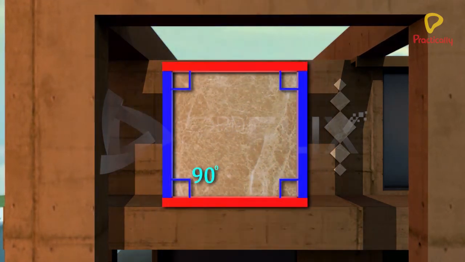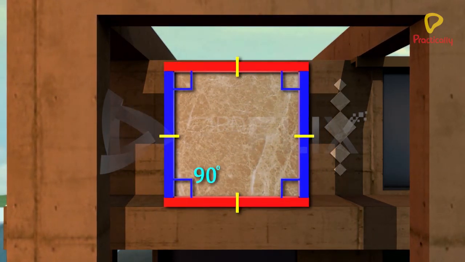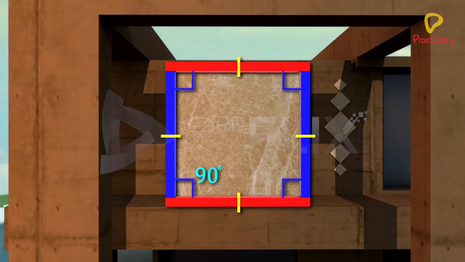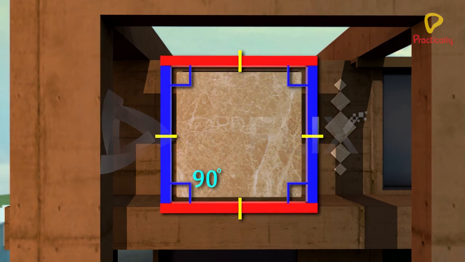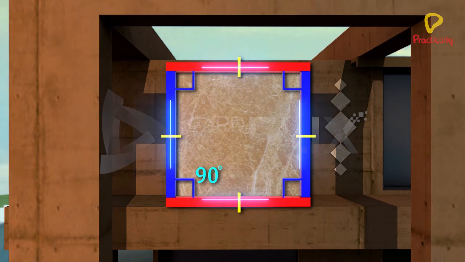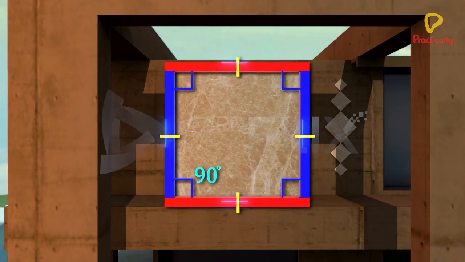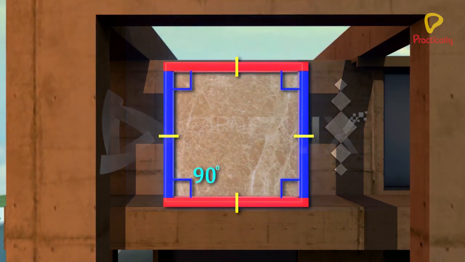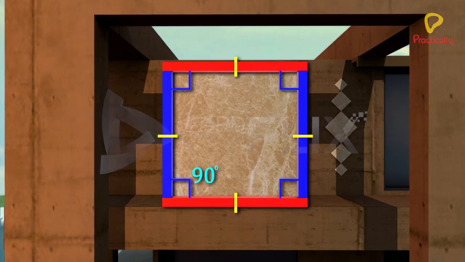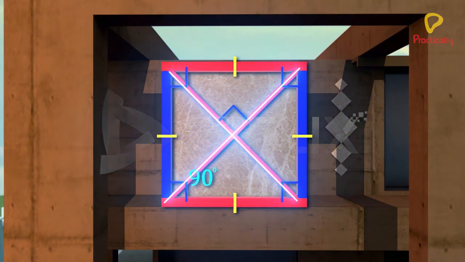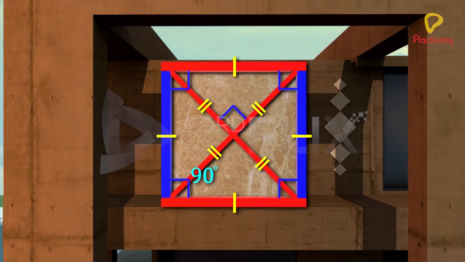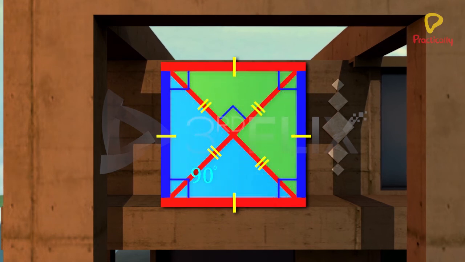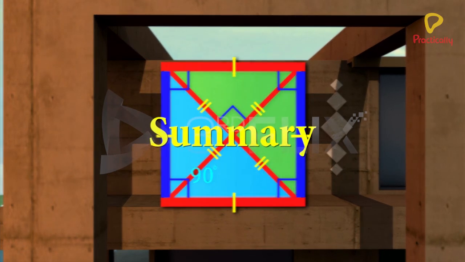Square. A rectangle in which adjacent sides are equal is called a square. Or, a rhombus in which one of its angles is a right angle is called a square. All sides are equal. All angles are equal. The diagonals are equal and bisect each other at right angles. Each diagonal divides the square into two congruent right isosceles triangles. Summary.